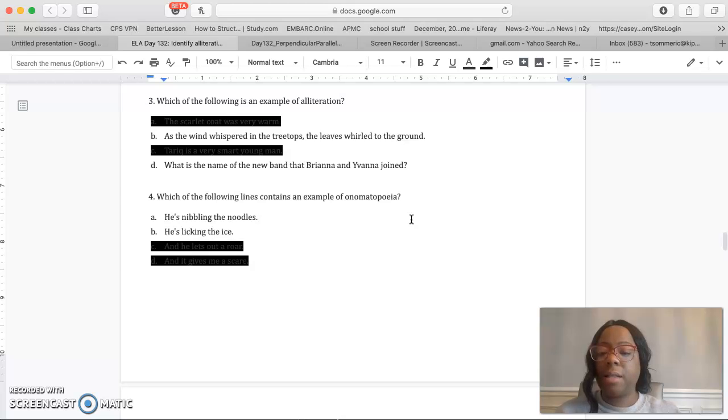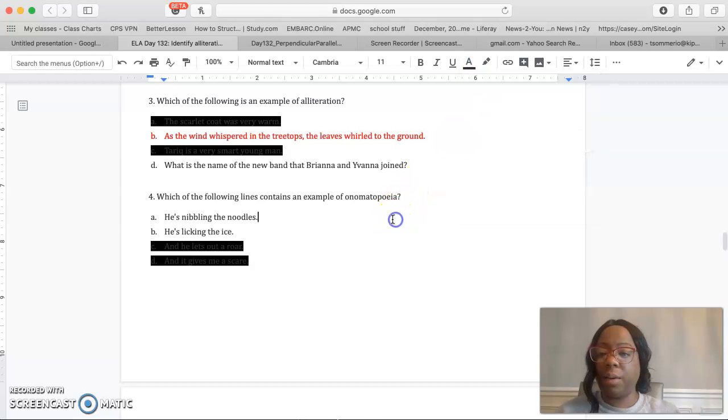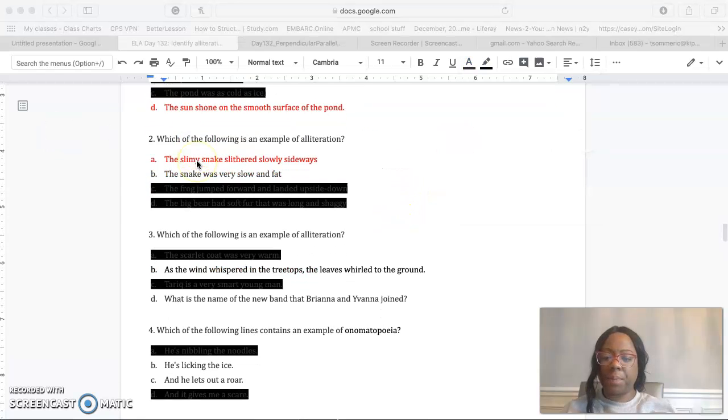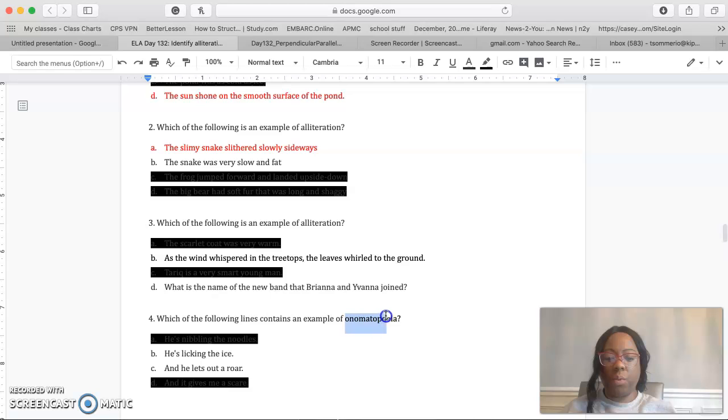Number 3, which of the following is an example of alliteration? B says, as the wind whispered in the treetops, the leaves whirled to the ground. D says, what is the name of the new band that Brianna and Yavanna enjoyed? Now, in B, I was saying wind, whispered, whirled. So I know that this is an example of alliteration. Number 4. Which of the following lines contains an onomatopoeia? Ooh, they tried to trip us up. Let's see.